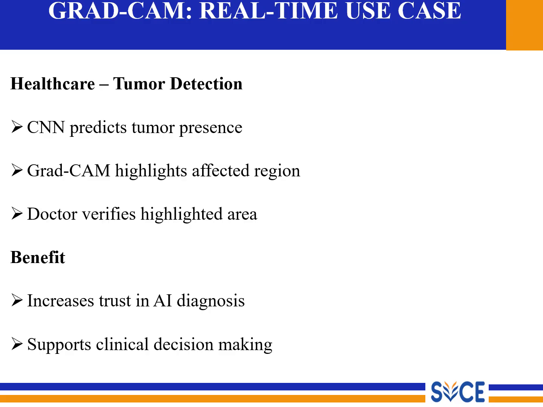In healthcare, Grad-CAM is widely used for tasks like tumor detection. When a CNN predicts the presence of a tumor, Grad-CAM highlights the affected region in the scan. This allows the doctor to verify whether the AI is focusing on the correct area. If the highlighted region matches the actual tumor location, it increases trust in the AI system. If not, the model needs improvement.